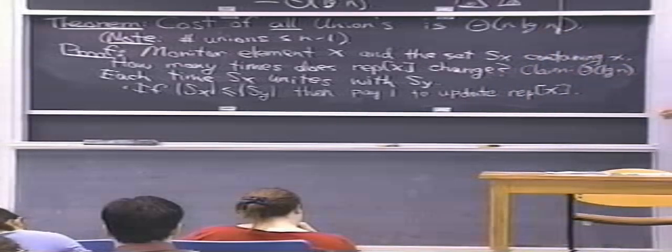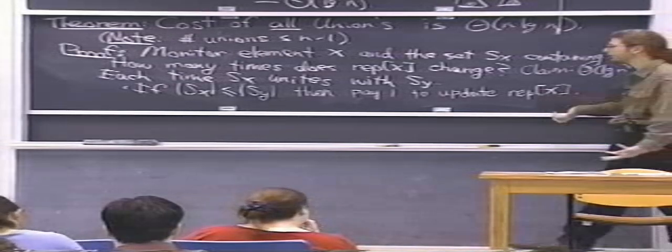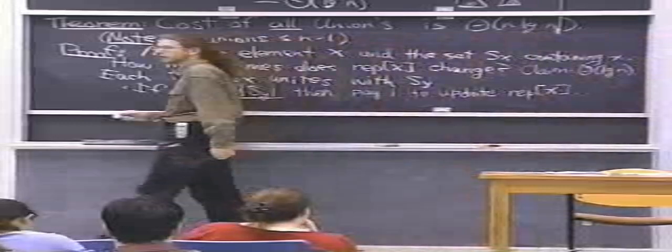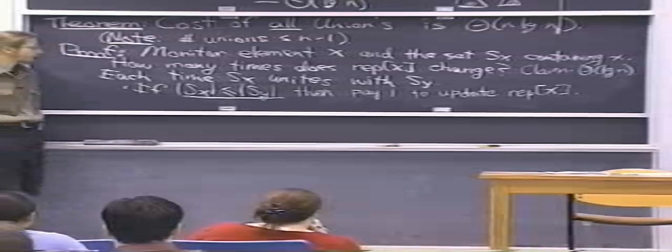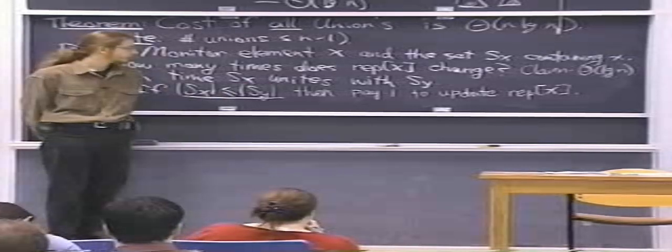Okay, so that costs us something. We like to charge that cost to something else. So what's good about this situation? This is actually a good situation for us if Sx is smaller. I mean, it better be. Otherwise, we'd have nothing to charge to.